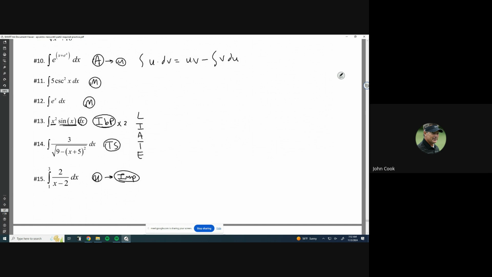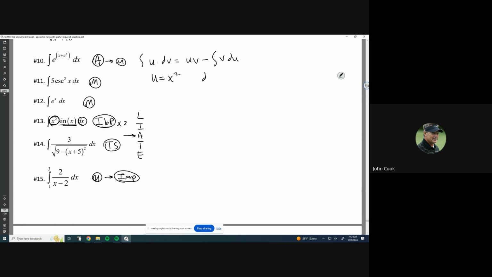So let's go through LIATE. L, natural logs. We don't see any of those. I, inverse trig. I don't see any arcsines, arctangents, any of that. A, algebraic. Oh, yep, that's where I've got it. X squared is an algebraic expression. So I'm going to let u equal x squared.